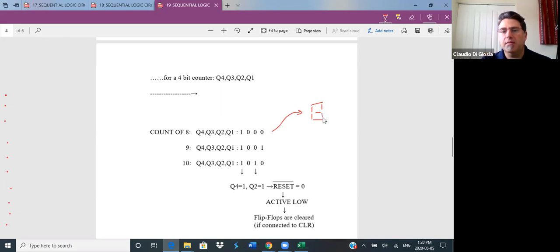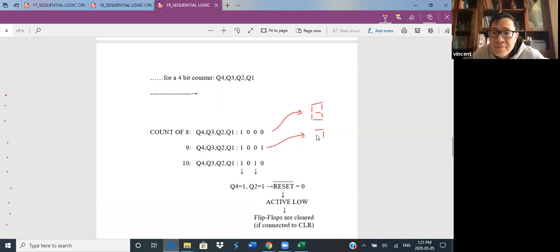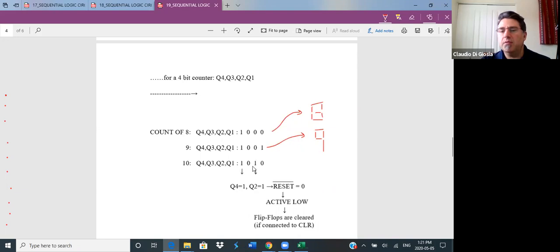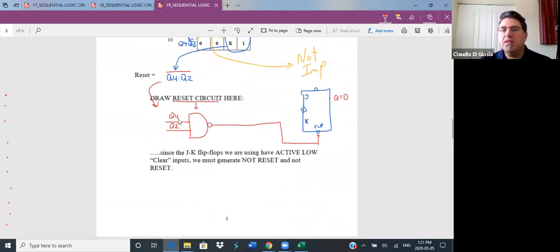Remember, this is a mod 10. It's going to continue to count 1001. 1001 is what number? 9. And then magically, it's 1010. But if we have 1010, we just built a circuit that taps into Q4 and Q2. When these are both 1, the output of an AND would be 1, and inverted would be a 0. If I put a 0 here, what's going to happen to the Qs? Active low, they're all going to go to 0.